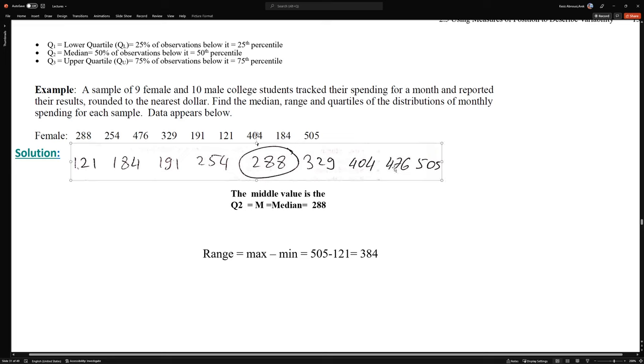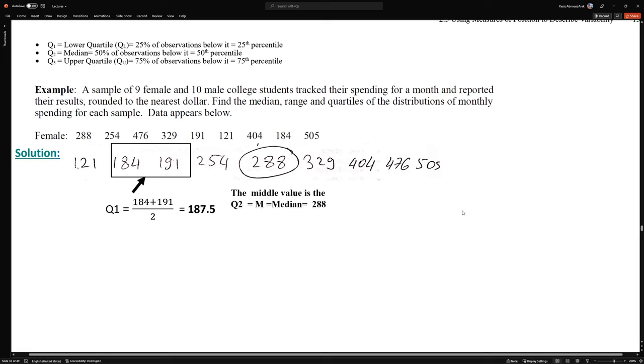So there are 1, 2, 3, 4 numbers on the right side of the median and 4 numbers on the left side of the median. So that's why the middle number is the median when we have an odd number of observations. Then the range is simply the maximum number, which is 505, minus the minimum, which is 121. And we want to find quartile 1, which is here, and quartile 3.